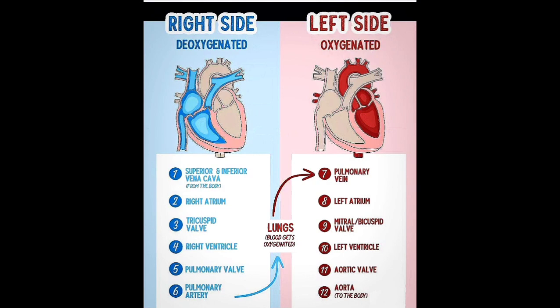So now I'm going to tell the answer. The average cardiac cycle is 0.8 seconds.